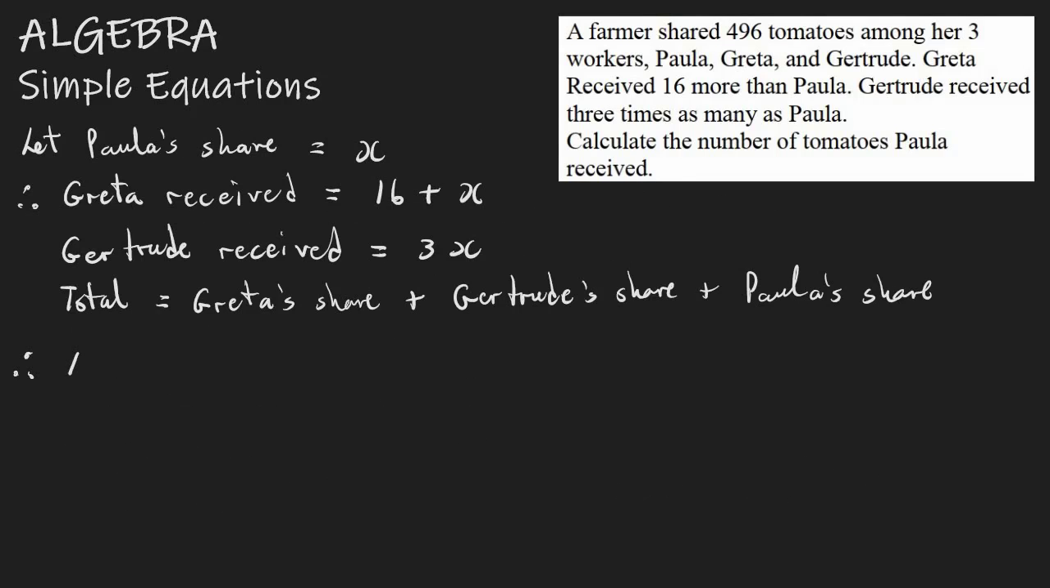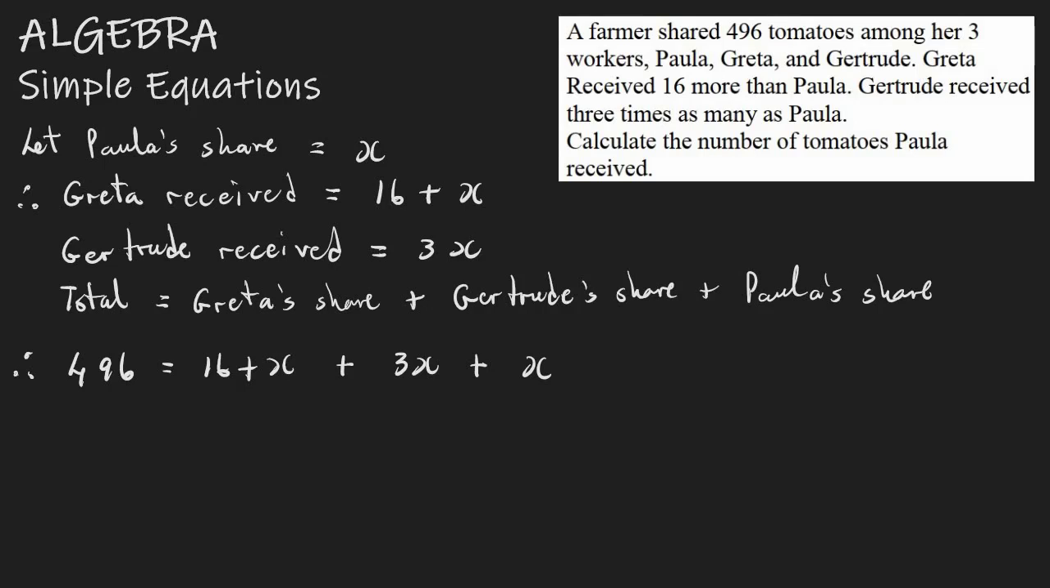Therefore, 496 is equal to Greta's share, which is equal to 16 plus x, plus Gertrude's share, which is equal to 3x, plus Paula's share, which is equal to x. And here we have our simple equation. When we solve for x, we would find Paula's share.